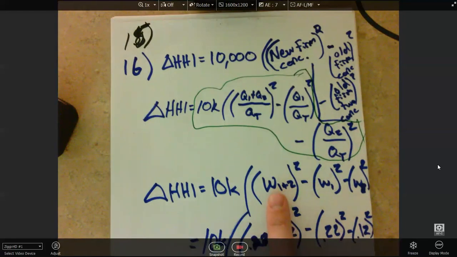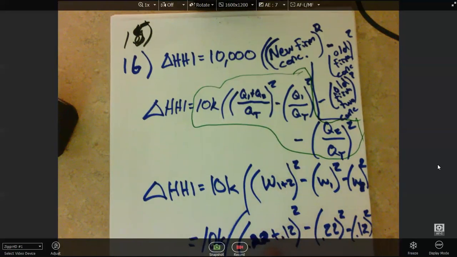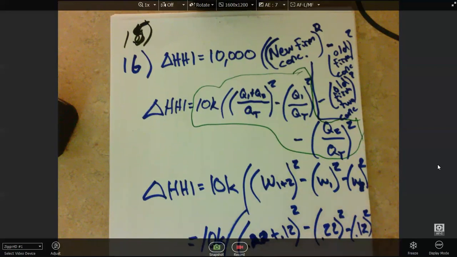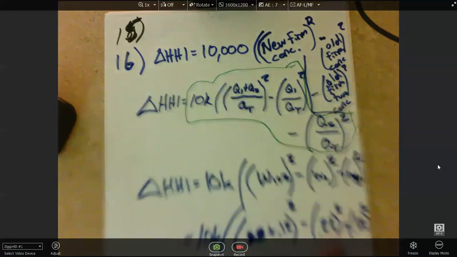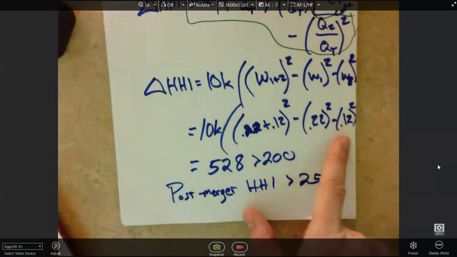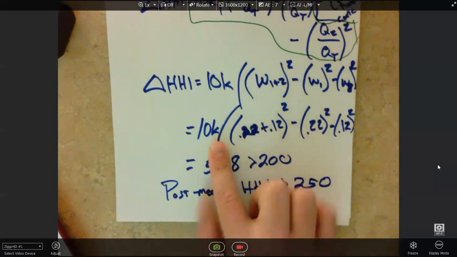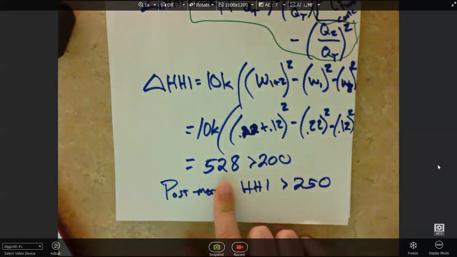We're given the weights, right? We're given the concentrations. So we can just plug those in, and we can assume that if one of their market shares is 0.22, the other one's 0.12, then the new company would have a market share of 0.34. So we take 0.34 squared, we subtract 0.22 squared, then we subtract 0.12 squared, then we times all of that by 10,000. And that gives us 528.